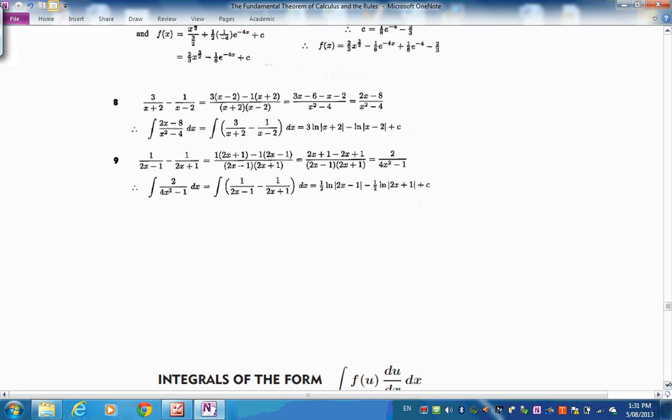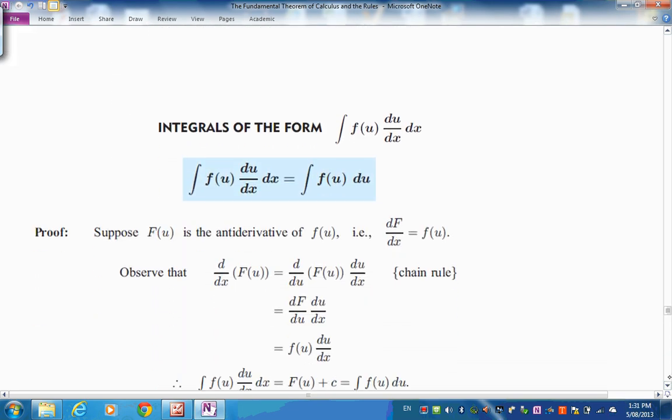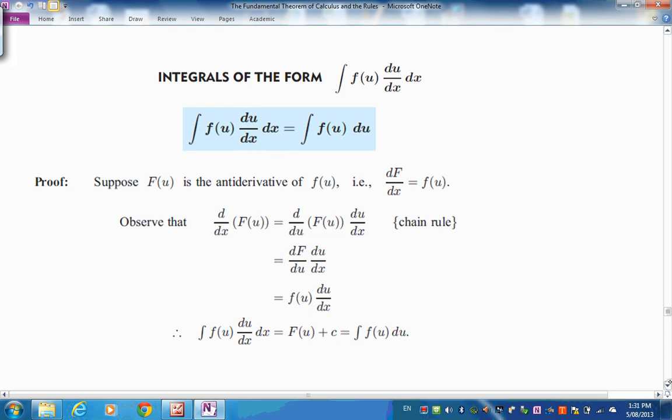Okay, let's go down to the final one in this course that we do. Integrals of the form f of u du by dx dx. What are they talking about there? Well, let's have a look at an example that you might be able to recognise. Integral of, let's say, 3x squared plus 4 cubed times 6x dx. Can you see the pattern they're talking about?